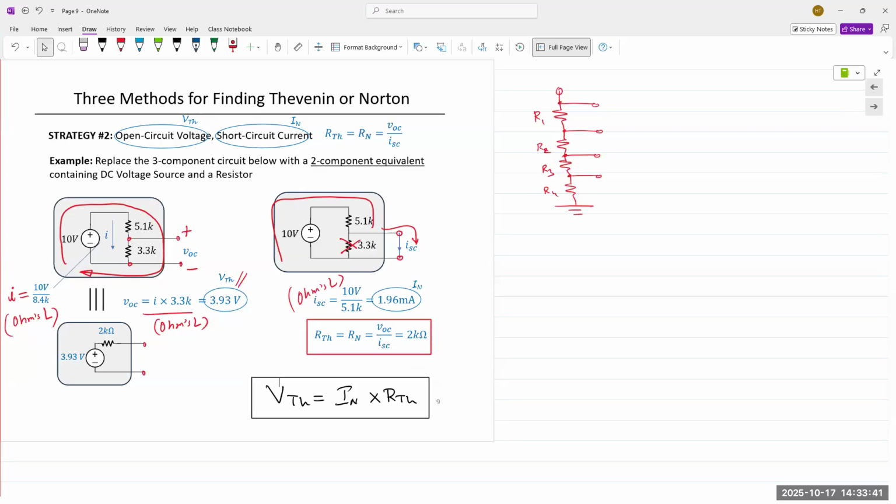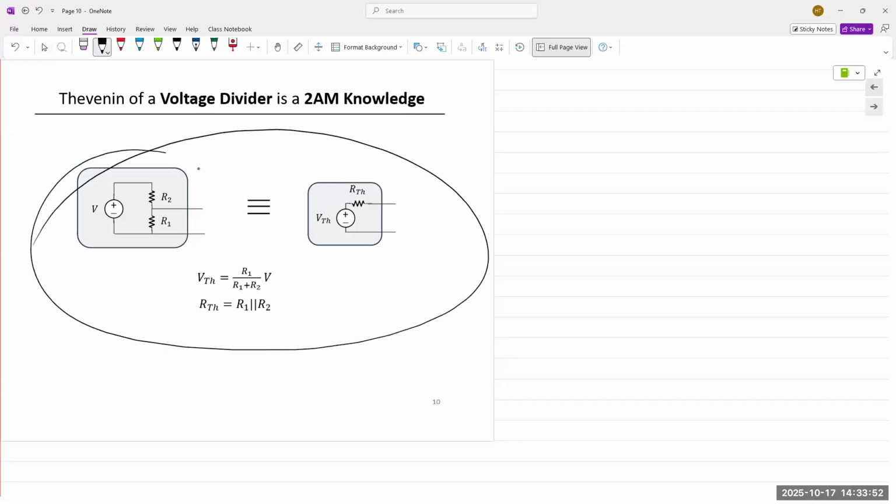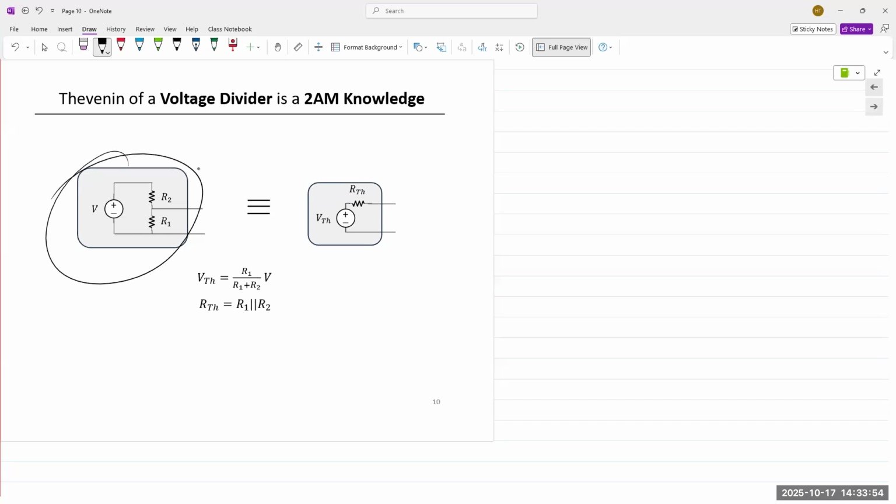Okay. Let's see. Oh yeah, Thevenin of voltage divider. So this circuit is known as a voltage divider right here. And the reason is you have series connected resistors. In a series connection of resistors, the current remains the same for all resistors, but the voltage is divided. And so we have what is known as the voltage division principle.